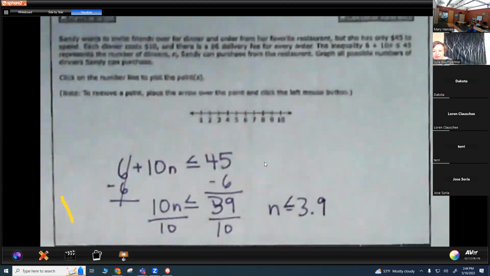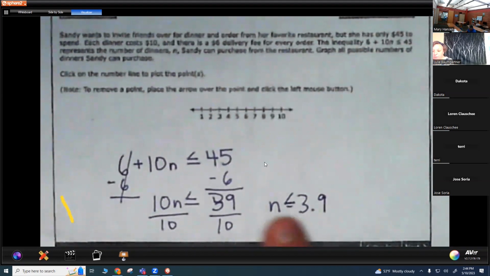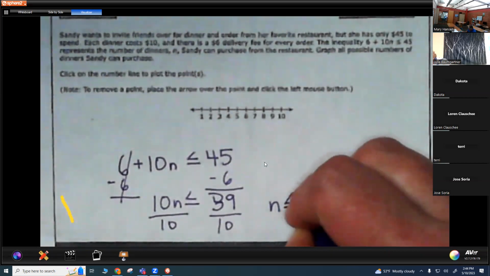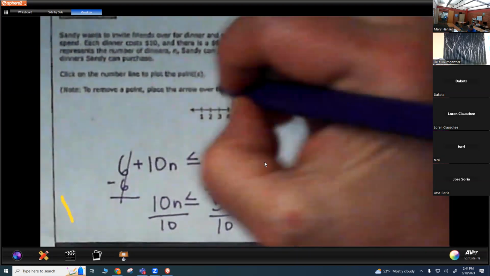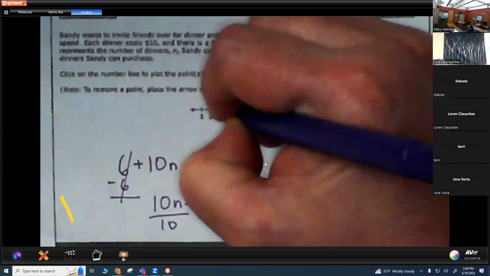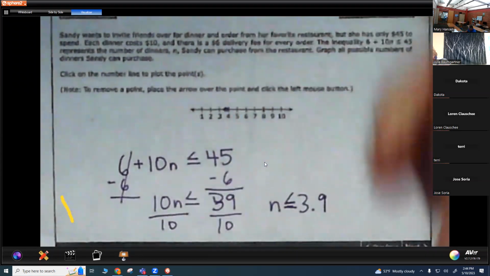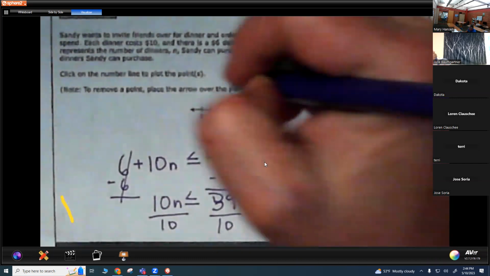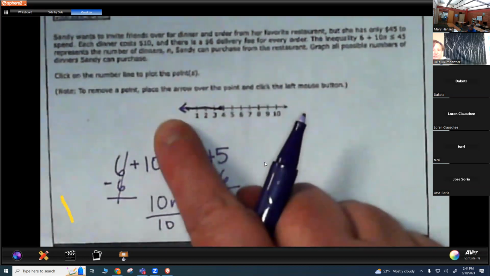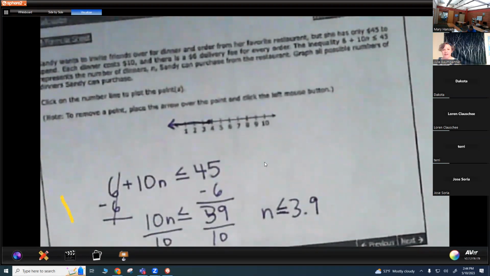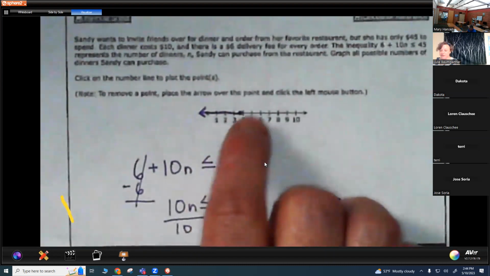And of course, you can't really have 3.9 friends, but when we're graphing an inequality with a less than or equal to, we have to find our number on the number line, so 3.9 is right here. And because it's less than, basically we can get anything from here down. But don't worry too much about the problem, just think about the hotspot question. So try this other hotspot question.